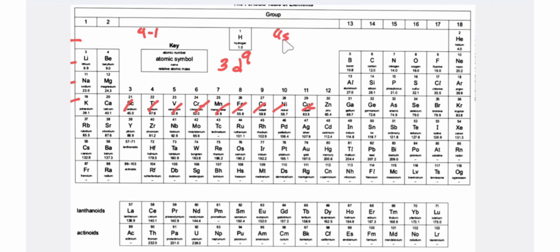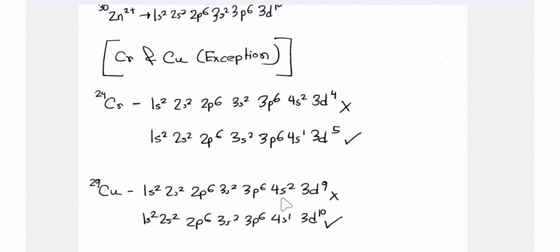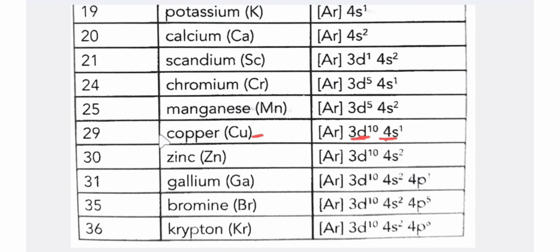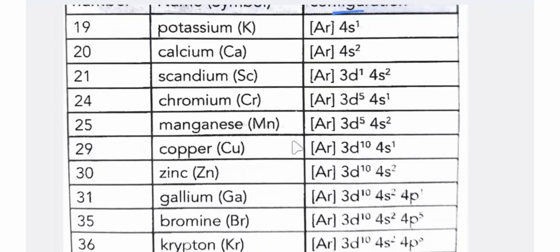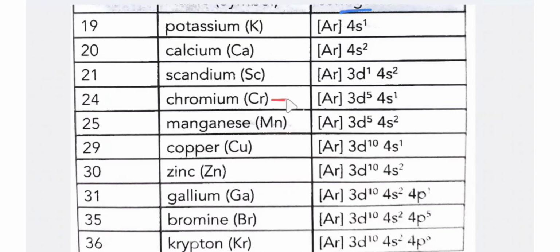But instead of writing 4s2 3d9, we write 4s1 3d10. For copper, the noble gas before it is argon. Argon has 18 electrons, 3d10 has 10 electrons, and 4s1 has 1 electron. In total, we get 29 electrons. Now let's look at another element, chromium.